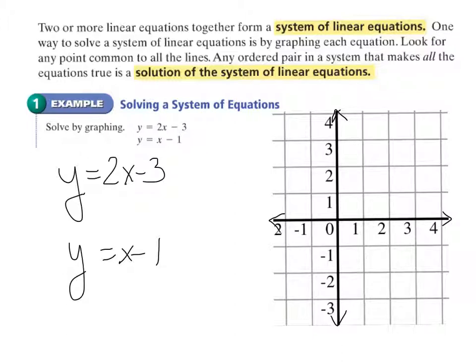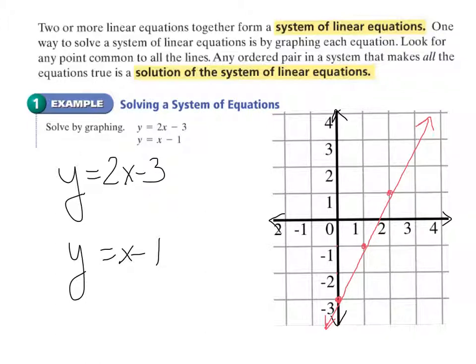Because they're already in slope-intercept form, I'm just going to use slope and y-intercept. So you're going to graph each equation. Let's graph the first one. My y-intercept is negative 3. My slope is 2, which is 2 over 1, which means I go up 2 over 1, up 2 over 1. I actually draw 3 or 4 points sometimes. It is imperative that you use a ruler or a straight edge, otherwise you're going to get things that don't work out.